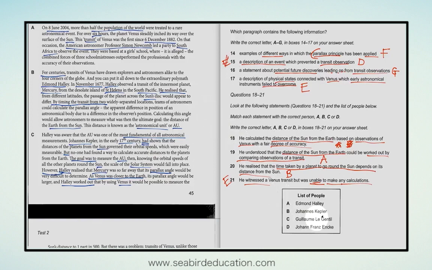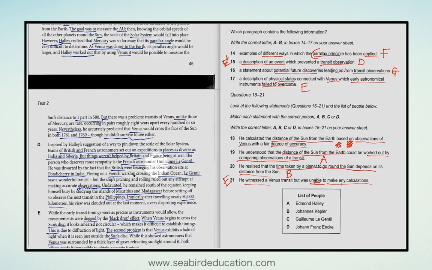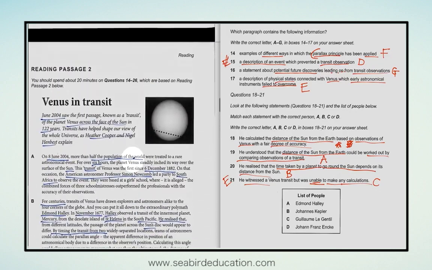Okay, we know that Gentil couldn't do it because he had problems with the French being at war with the British. So he witnessed the event but was unable to make it. So that's this Gentil, C. So Johann Encke, where is this man?